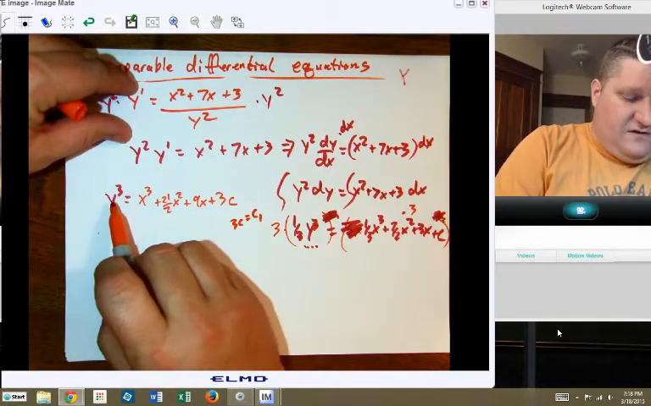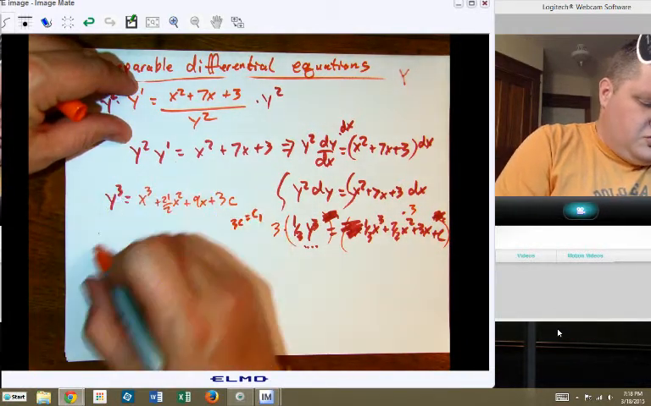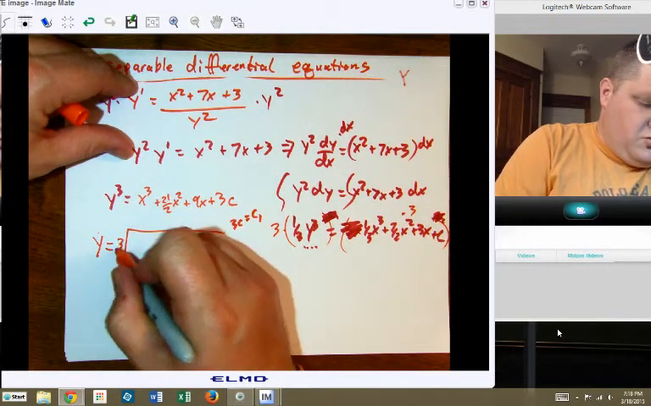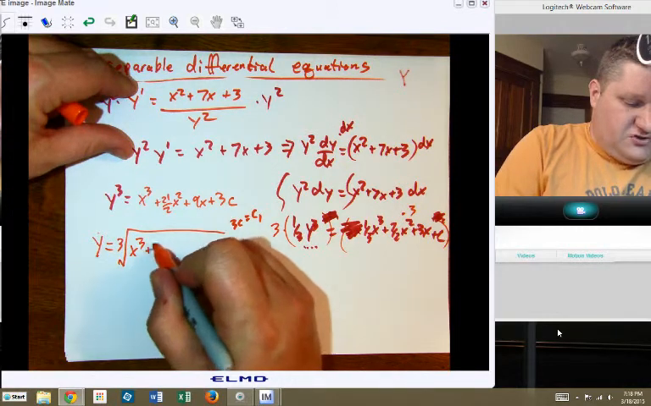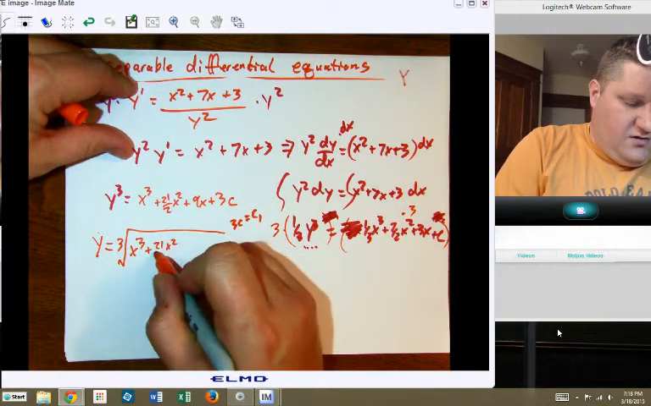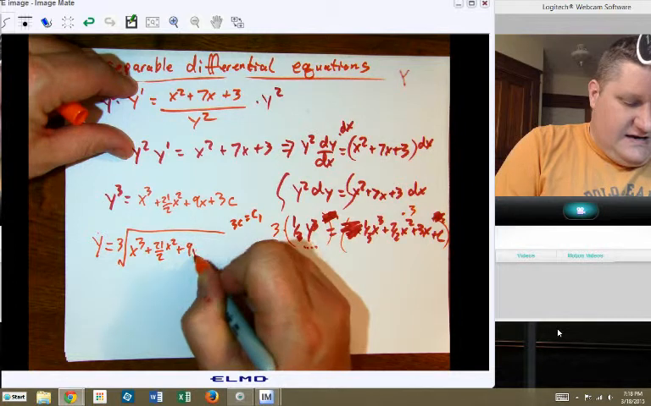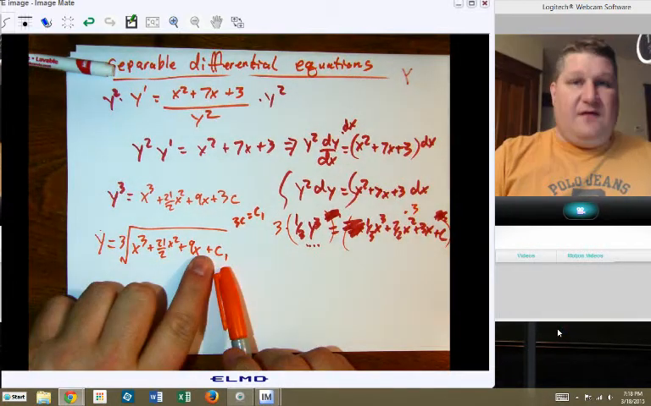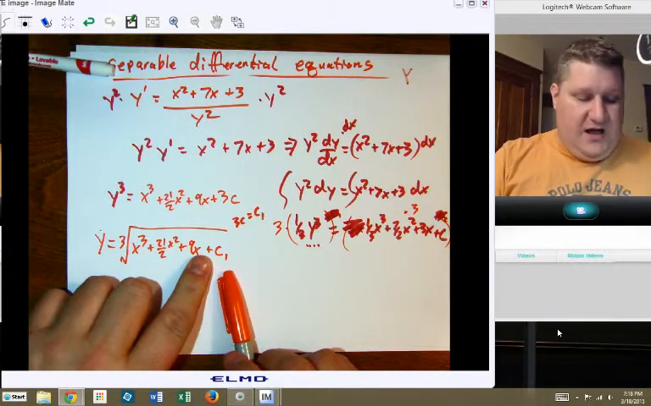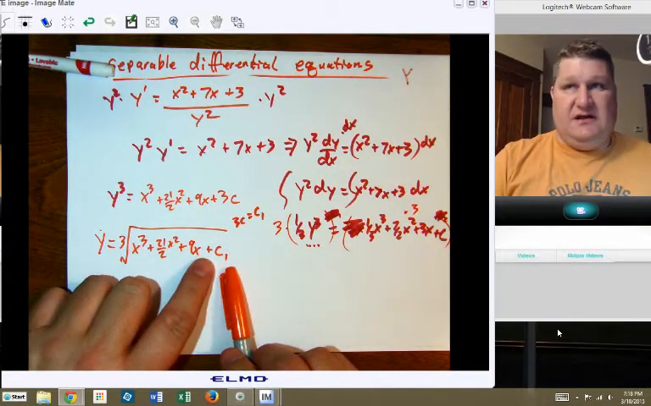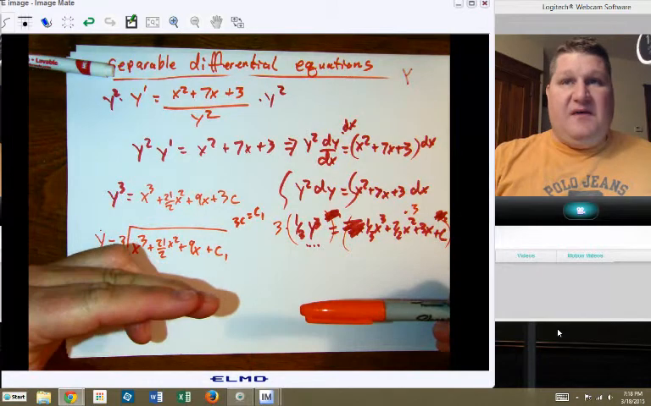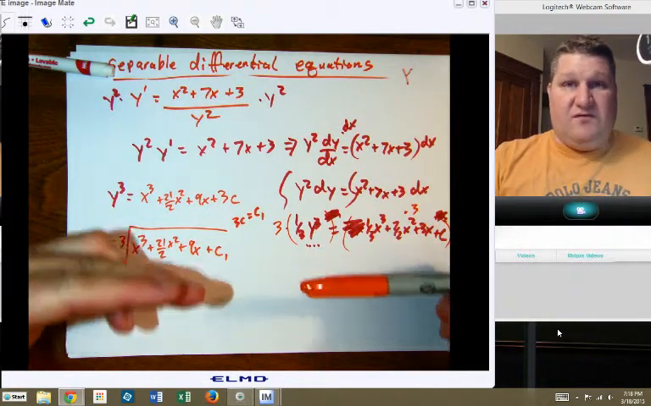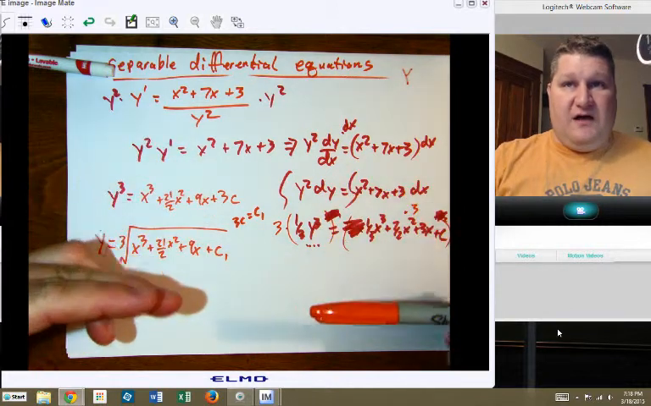And I want to get rid of this cube, so I'm going to cube root both sides. So I have y equals the cube root of x cubed plus 21 x squared over 2 plus 9x plus C1. Now, anytime I take a graph and put this plus C on the end of it, if it's a basic and simple graph, that plus C is going to be a vertical shift. It's going to move the graph up, or it's going to move the graph down.